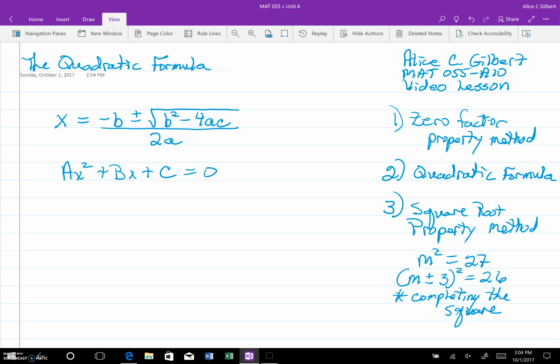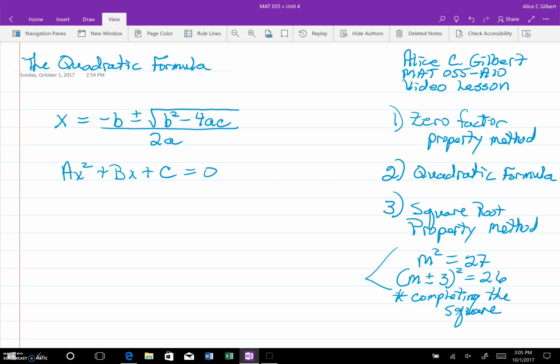Only use the square root property method if it's already in the proper format, either something that looks like m squared equals something, or the perfect square trinomial that equals something. Unless it says that you have to use the square root property method and it's not in the proper format, that is the only time you should be completing the square. Okay? So now we're going to talk about the quadratic formula.